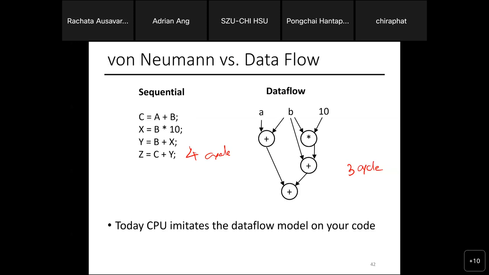Quick fact is the CPU you buy today imitates the data flow model. So you can still program in von Neumann, because which one is easier to program? Sequential, right? You want your program to go from top to bottom. It's an easy thing to think about. But now, because we saw the benefit in the data flow model, why don't we build the hardware so it fakes data flow even though you have a sequential program?